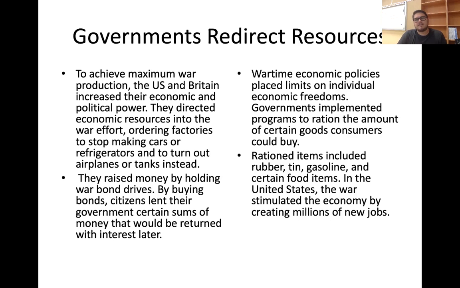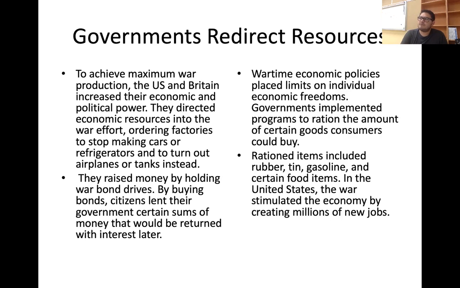Wartime economic policies placed limits on individual economic freedoms. Governments implemented programs to ration the amount of certain goods consumers could buy. Rationed items included rubber, tin, gas, and certain food items. In the United States, the war stimulated the economy by creating millions of new jobs. This is going to be pretty interesting. There were a lot of policies placed that limited the amount of waste you could have.